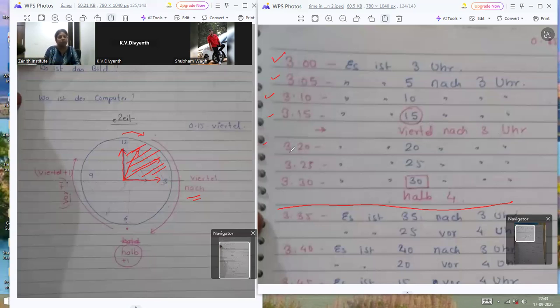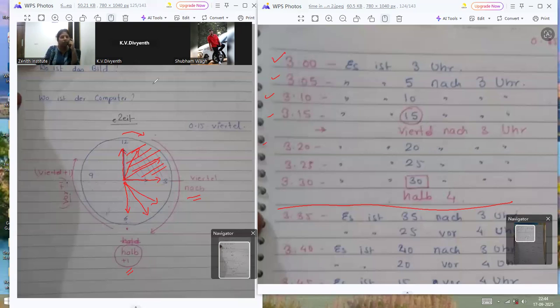Next is here, 3:20. It is Es ist 20 nach 3 Uhr, 20 minutes. Now your minute hand is this way, somewhere this way. Then 25 nach 3 Uhr. Now it is coming to 3:30, which is Es ist 30 nach 3 Uhr. Instead of saying 30 nach 3 Uhr, people also say halb 4. Now, why plus 1 is there? If it is 3:30, you have to add 1 hour in that. Like 3:30 in German is halb 4.